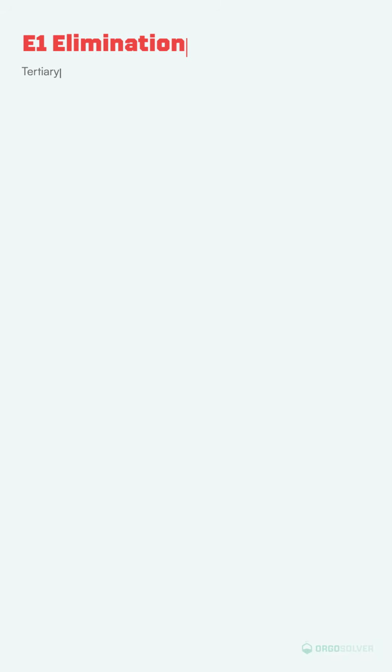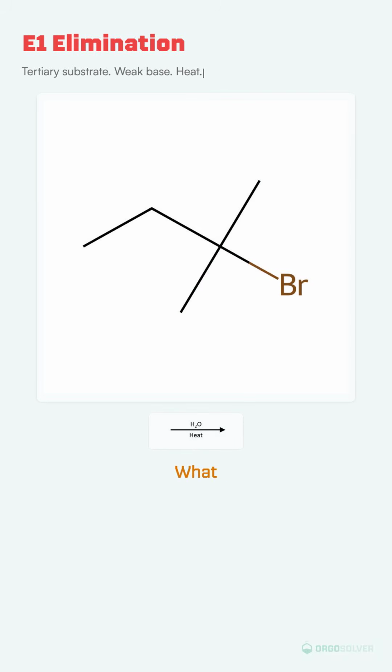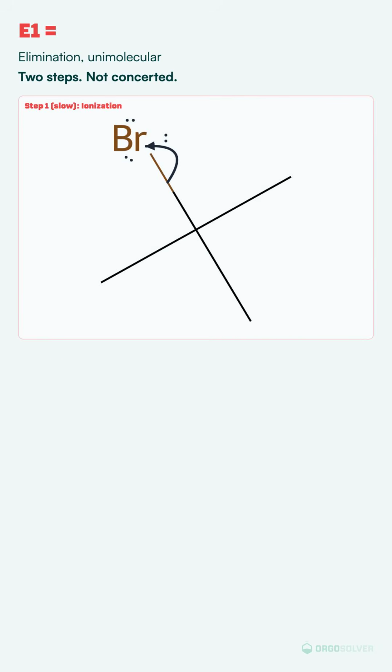You've got a tertiary substrate, water as your base, and heat. This is E1. E1 stands for elimination, unimolecular, and the key thing to know is that it happens in two separate steps, not all at once like E2. In the first step, the leaving group just leaves on its own. That gives you a carbocation intermediate sitting there. Then in the second step, the base comes in and pulls off a beta hydrogen, and that forms your double bond. You get the Zaitsev product, which is the more substituted alkene.